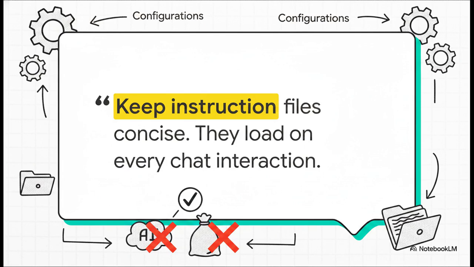As the best practices guide literally states, keep instruction files concise. They load on every chat interaction, focus on information the AI can't infer from code. This is absolutely crucial. If you bloat this file with too much junk, you are going to burn through AI credits and you might even override the model's core logic. So keep it laser focused on non-default conventions and specific environment setups.